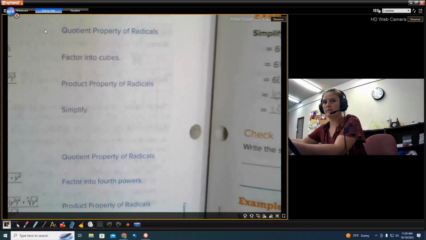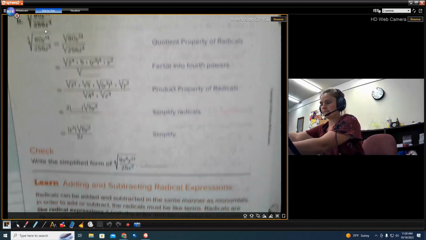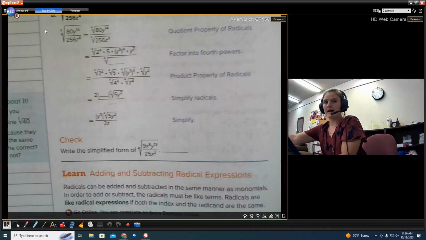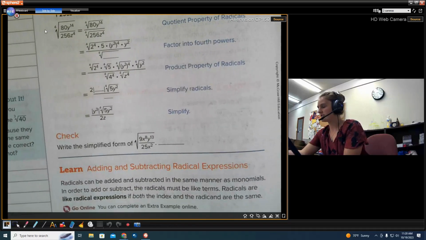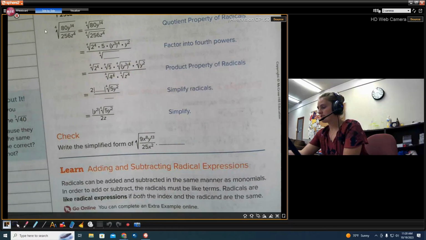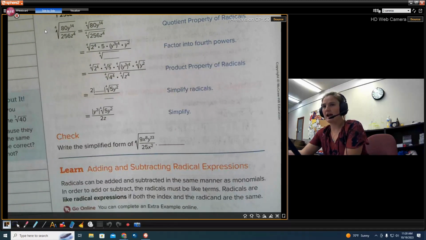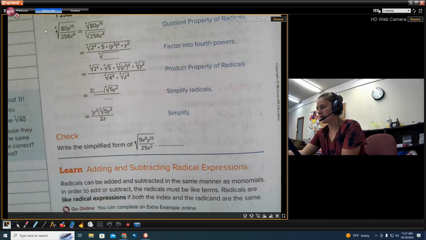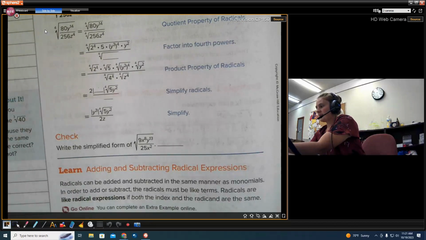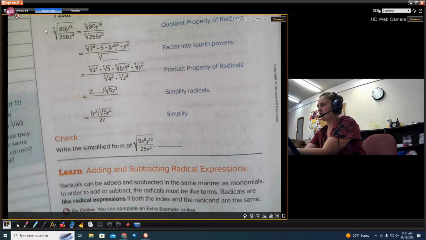So we're going to skip ahead to page 334. And right at the bottom, it says learn, adding and subtracting radical expressions. So radicals can be added and subtracted the same manner as monomials. So this is what I just showed you. Like an x squared can only be added to an x squared. And so if you have a cube root, it can only be added to other cube roots. And so it would have to be the same type of cube root.